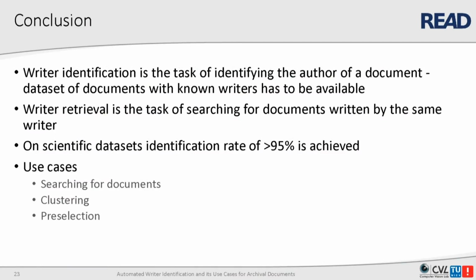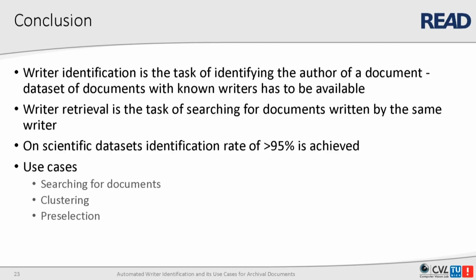So, as I said, writer identification is the task of identifying the writer. There is also writer retrieval, where we want to retrieve documents according to the similarity of the handwriting. On scientific data sets, we usually have an identification rate of above 95%.